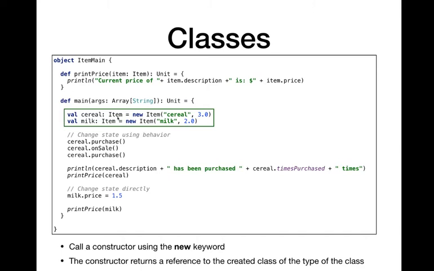So I'm creating a variable of type item, creating a new item, calling the constructor, and then storing that reference to cereal. Creating another new item called milk, storing that in a value of type item.